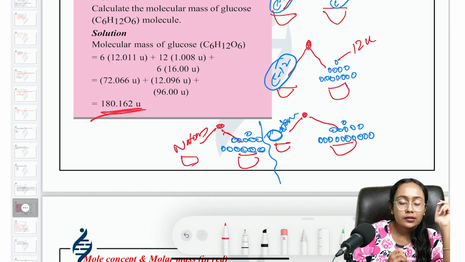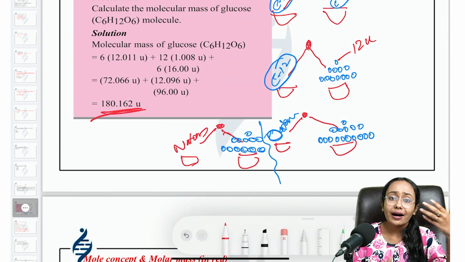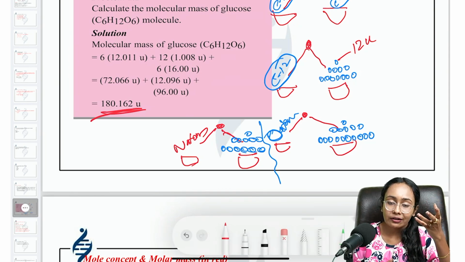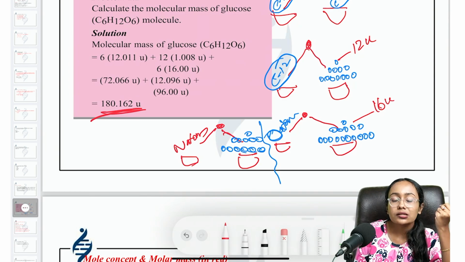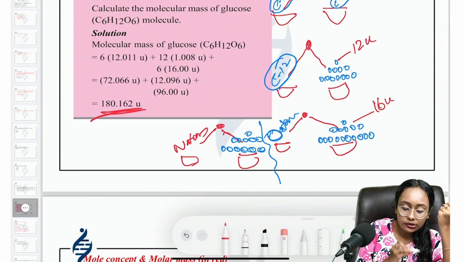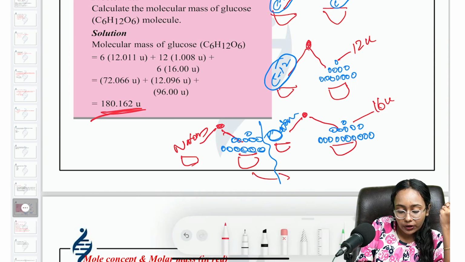So C12 is balanced with 12 units, right? 12 units of C12 isotope. So I can say the mass of C12 isotope is 12 units. What's the mass of oxygen from here? I've used 16 units, right? So 16U is the mass of oxygen. In the case of nitrogen, I've used 14 units, right?